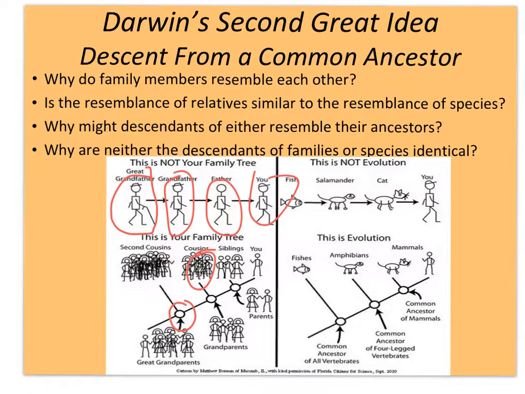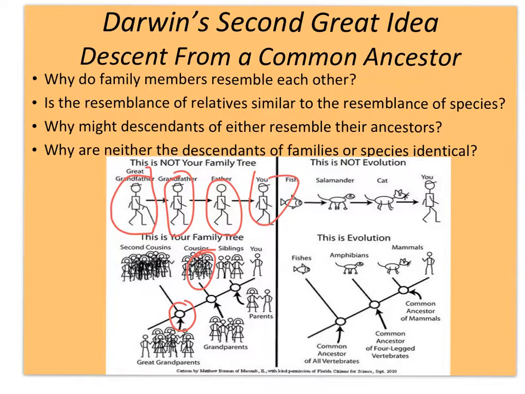Okay? So, now is the resemblance of relatives similar to the resemblance of species? Well, why do we resemble our relatives? Because we share the same exact genes by descent. That means inherited from our parents. Now, obviously, we're only sharing half the genes from each parent, so there are differences. And there's also, with sexual reproduction, some other shuffling going on. But it's because we share the same exact genes. That's why we resemble our relatives, some more than others. Okay.